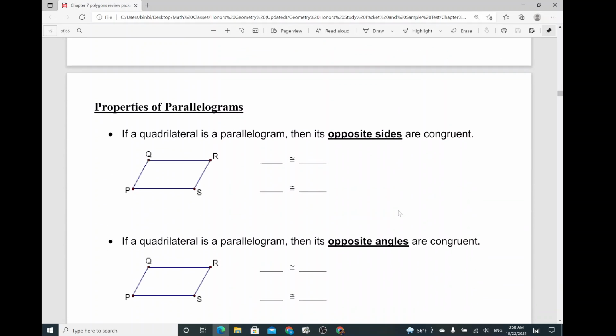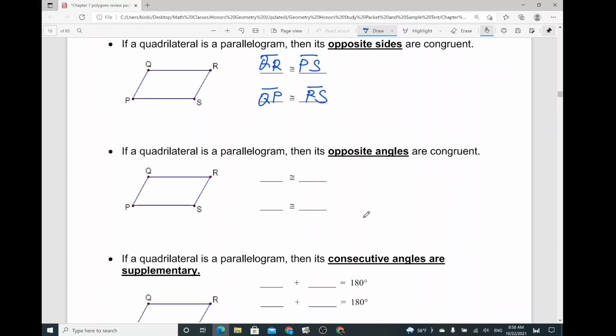Properties of a parallelogram. The first one shows that opposite sides are congruent. Like this one here, what are the opposite sides? This is saying that QR is congruent to segment PS, and also that QP is congruent to RS. The other one: if a quadrilateral is a parallelogram, then its opposite angles are congruent. Okay, opposite angles. For this one, angle Q is congruent to angle S, and also angle R is congruent to angle P.